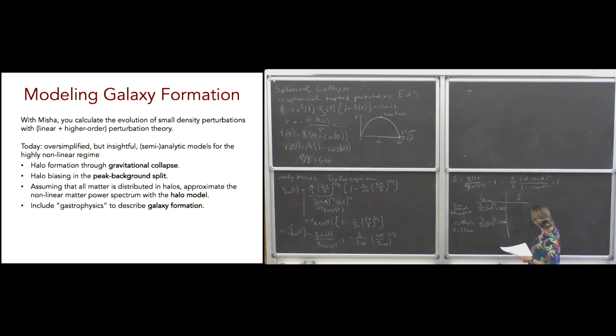We can evaluate the fully nonlinear density contrast easily using the parametric solution at turnaround, just plugging in theta equals pi. And I forgot to evaluate that when I wrote my notes. Sorry, I think that's of order 4.5 or so. I don't remember off the top of my head right now.